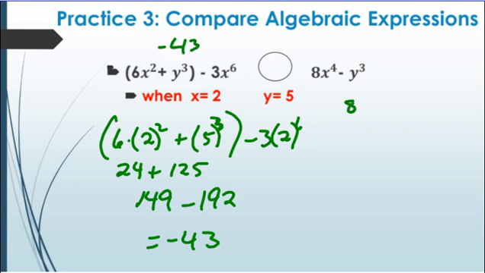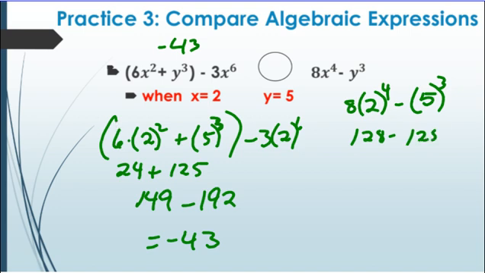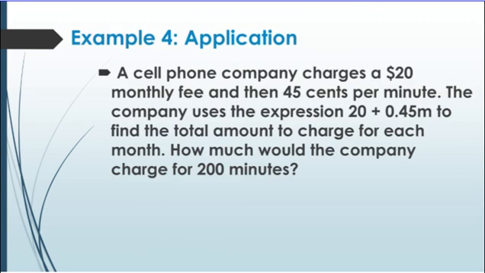The other side we have 8 times 2 to the 4th power minus y, which is 5, cubed. So 2 to the 4th power is 16, times 8 is 128, minus 5 cubed, which is 125. 128 minus 125 is 3. So this side is 3. Negative 43 is less than 3. So I put the less than symbol in.